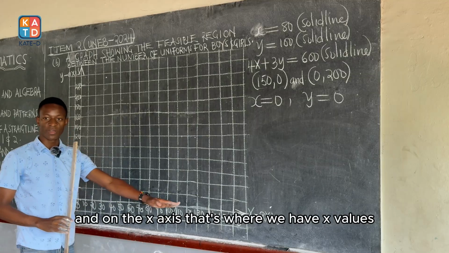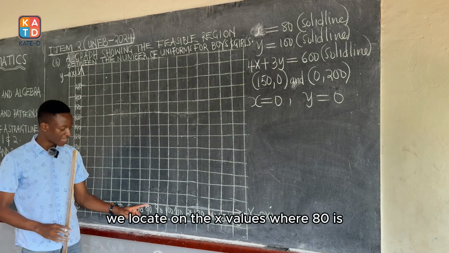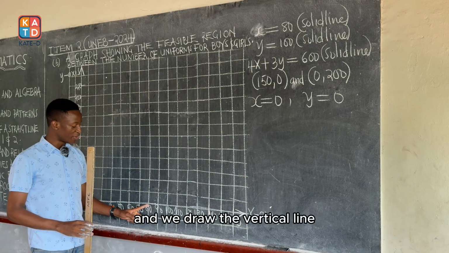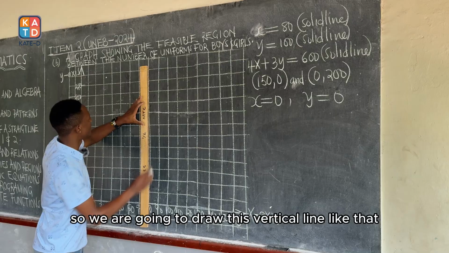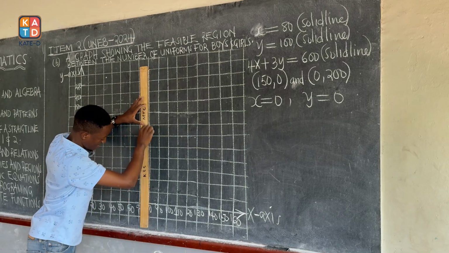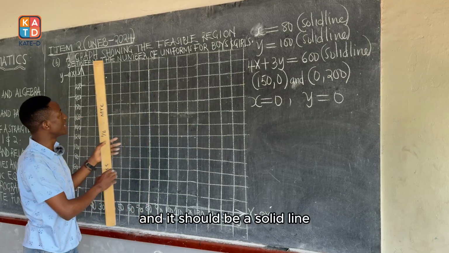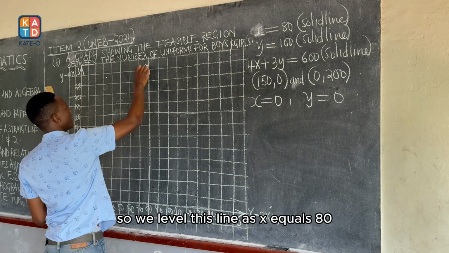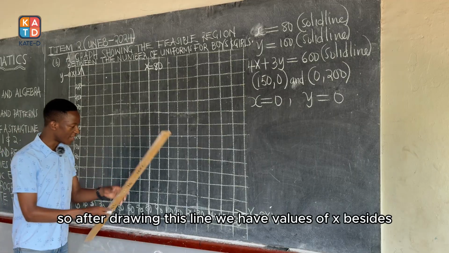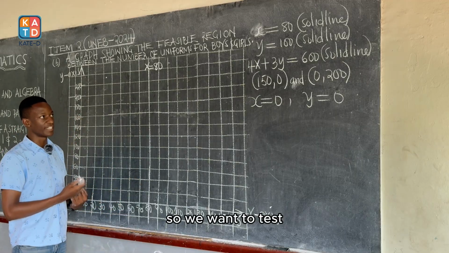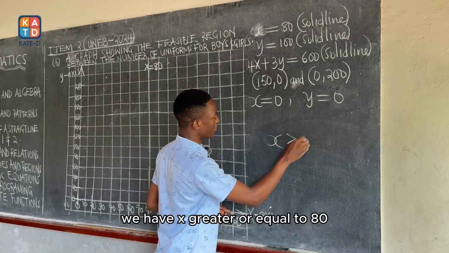On the x-axis, that's where we have x values. So when we say x equals 80, we locate on the x values where 80 is, and we draw the vertical line. So we are going to draw this vertical line like that. And it should be a solid line. So we label this line as x equals 80. After drawing this line, we have values of x on this side. So we want to test, depending on the inequality that we have, x greater or equal to 80.